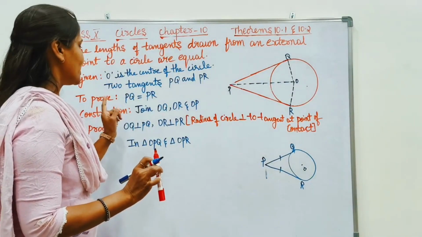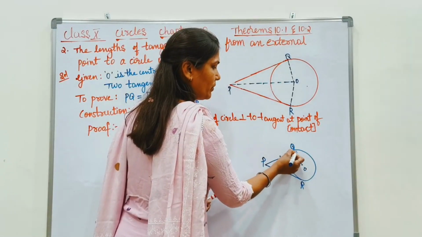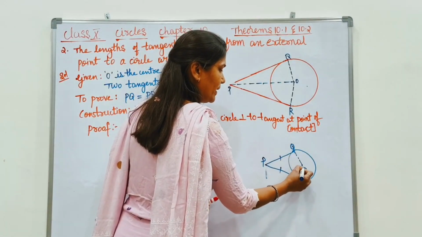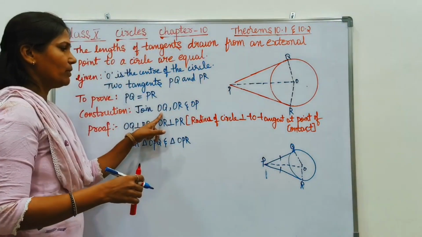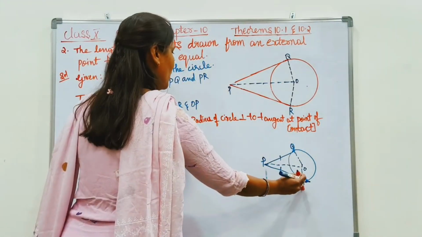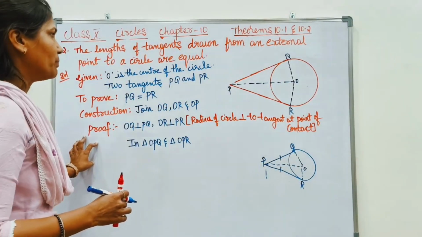Next, construction is there. What is the construction? Now you are joining OQ also, OR also. Next, OP also. So this is the construction: join OQ, OR and OP. Okay, proof is very important.